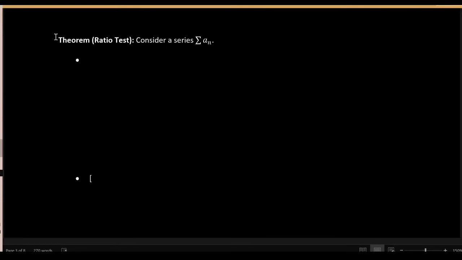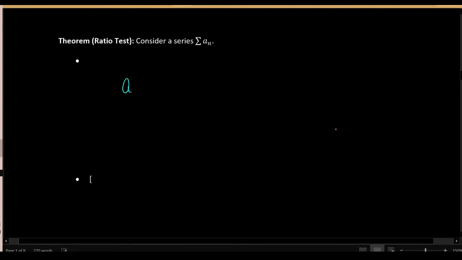So let's state the test and then let's see how that test can be applied to series which might contain a factorial term. The reason why we call this test the ratio test is we are going to take a ratio, not of one sequence to another, as in limit comparison test. We're going to take the ratio of the series to itself. We're going to take the ratio of a sub n plus 1, the next term in the sequence, to a sub n, the current term in the sequence.